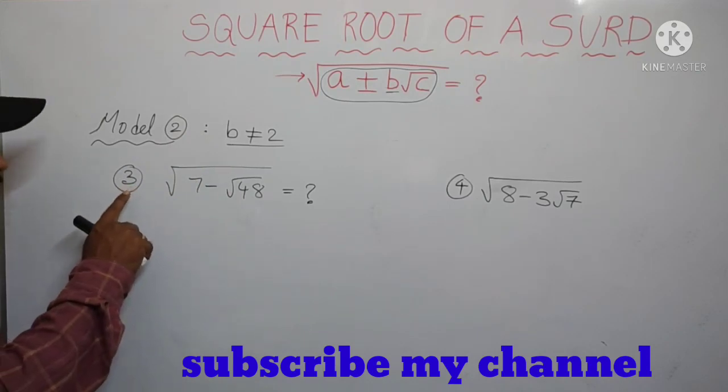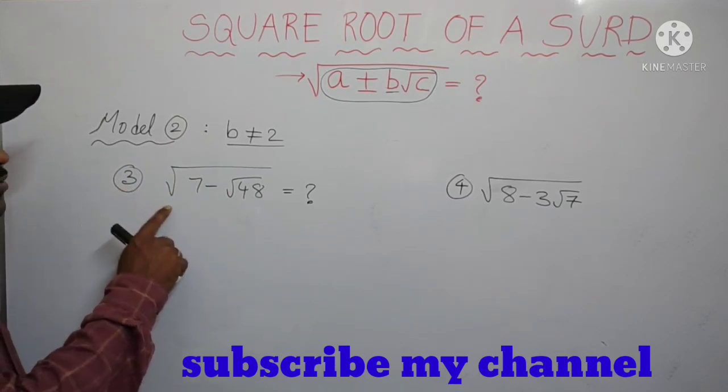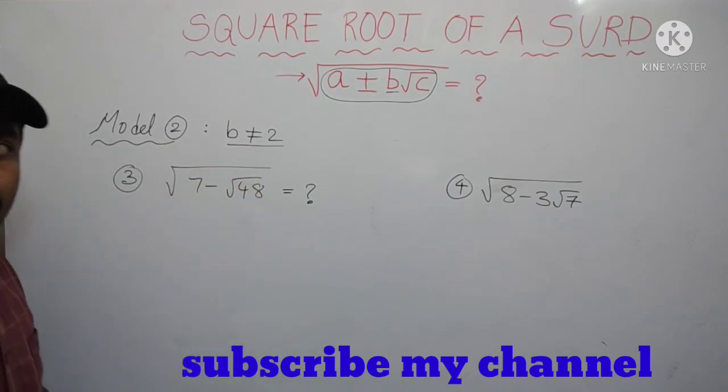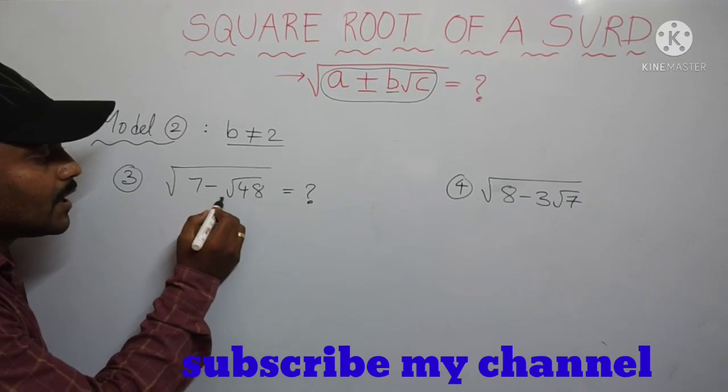Now we can go with a problem, that is problem 3 we have here. How to find the square root of 7 minus root 48? If you observe carefully, here we don't have 2.